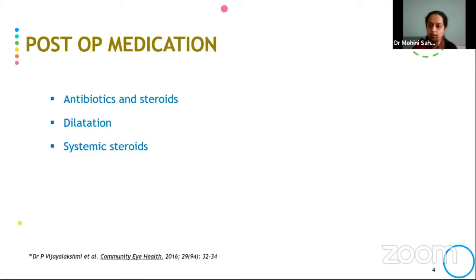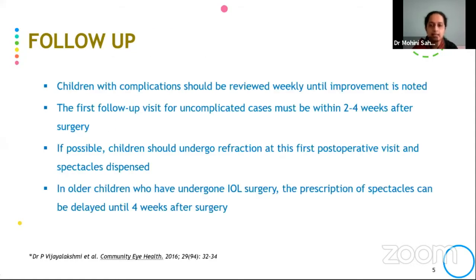The dilatation should be maintained with atropine in younger children, and in older children, homatropine is sufficient. Systemic steroids can be given in those cases where severe inflammatory reaction is anticipated, like in traumatic cataract. Cases with complications should be reviewed every week until an improvement is noted.